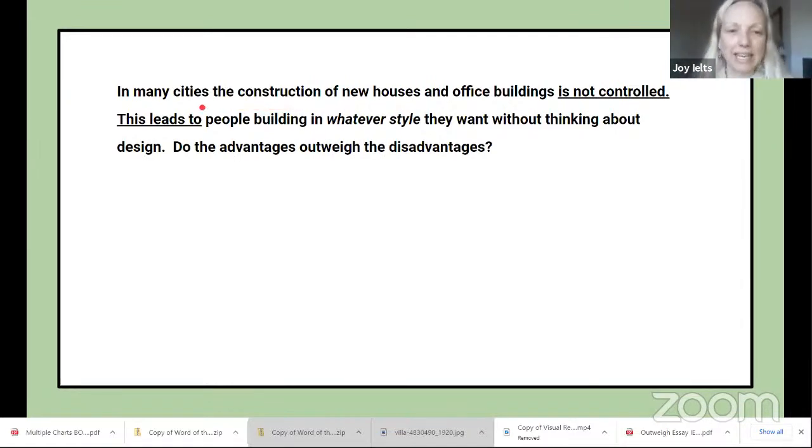So in many cities, the construction of new houses and office buildings is not controlled. This leads to people building in whatever style they want without thinking about design. Do the advantages outweigh the disadvantages? So it's interesting, and this is why I love teaching people from all over the world, because in some countries there's lots of controlled building, and in other countries there's no controlled building.